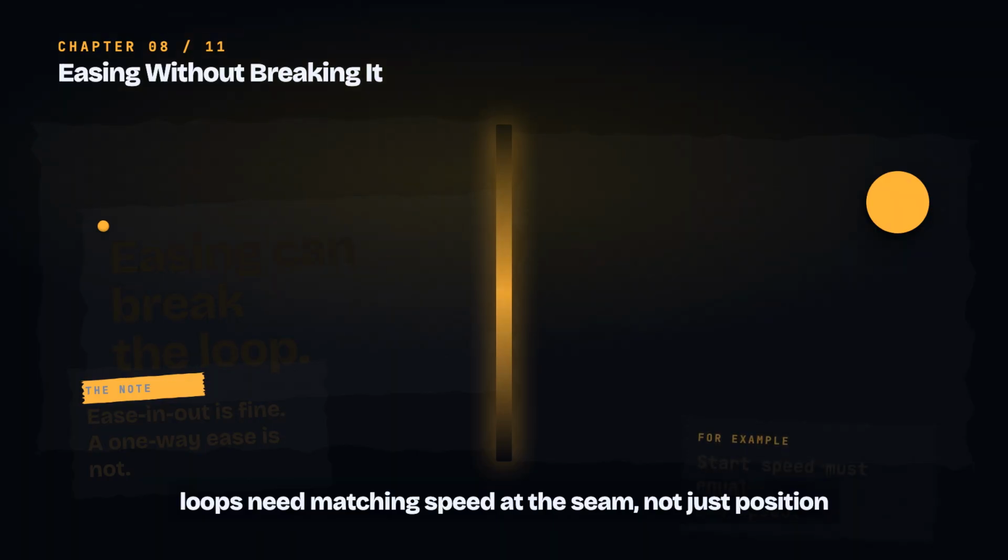Now the loop restarts, and suddenly it's back on the left, moving slow again. Even though the positions might line up, the speed jumped from 0 to fast in one frame. Your eye reads that as a stutter, a little kick every single loop.